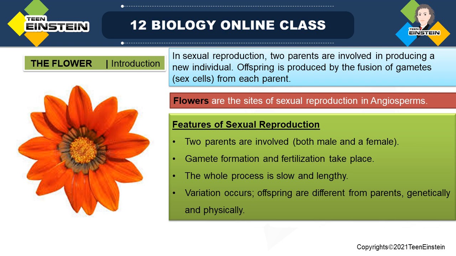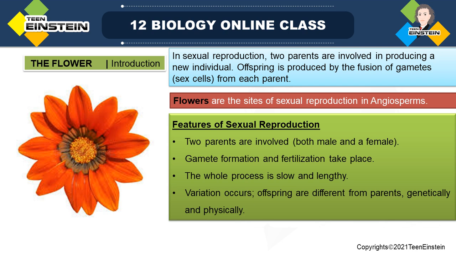Okay, so variation occurs. What do we mean by variation in the offspring? The offspring is formed with the help of male and female gametic fusion, right? That offspring is produced by gametic fusion, so it will have the male parent's characters and the female parent's characters also. Both these characters get fused, forming a new individual. So offspring are different; they show differences from the parents.